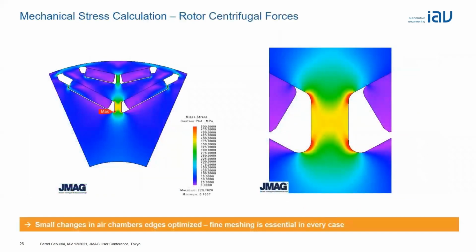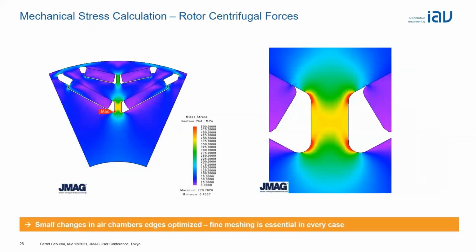Another area of application is the mechanical stress. I'm touching on this only shortly because our focus is electromagnetic design and not mechanical design here. Nevertheless, you have to make sure that the rotor will survive the high speeds. So whenever you do optimization of the rotor, you need to take care about the rotor stability.